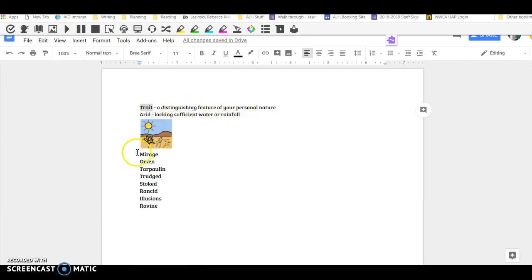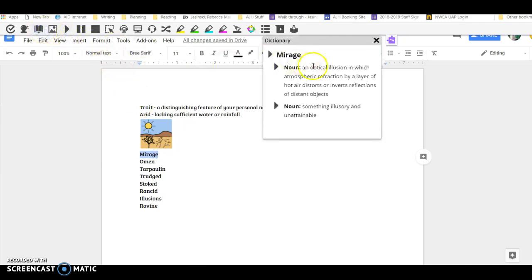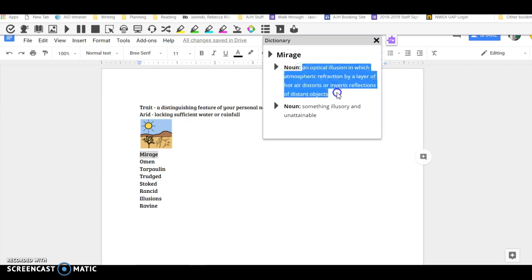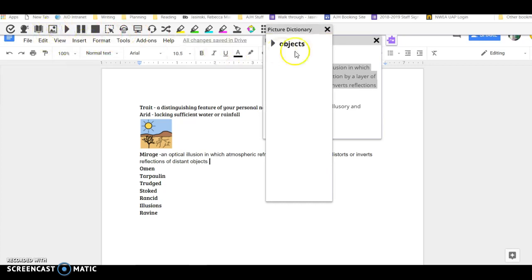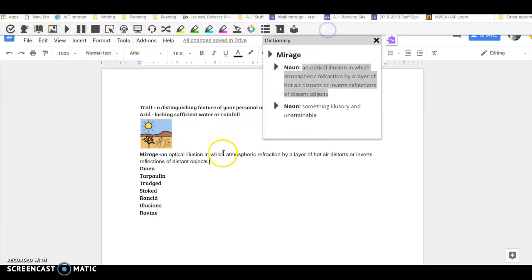And then arid, I did the same thing. Mirage, you can look and see which one you want depending on the level of your students. So I know the book, and I know that this is a better definition. So I would highlight it and paste it. Now I'm going to see if it's going to have, oh, sorry.